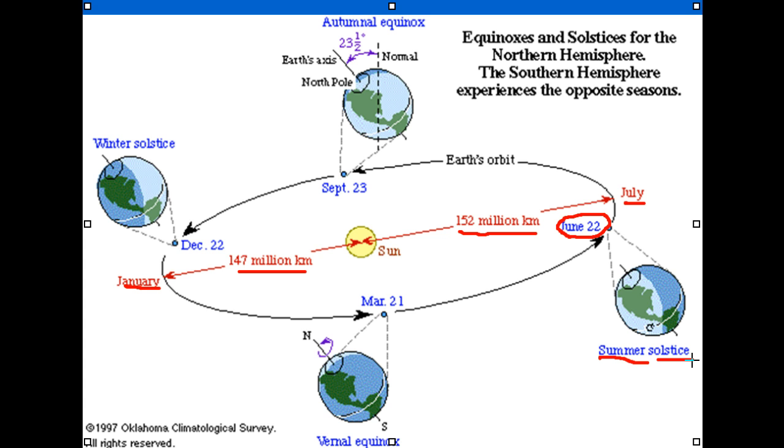Now, write in your notes that this is the longest day of the year. So June 22nd is the longest day of the year. Now, here's what that means. On June 22nd, we have 16 hours of daylight and only 8 hours of darkness. Also, write that down.